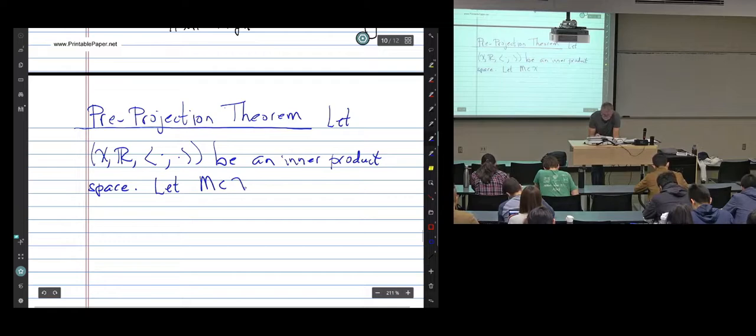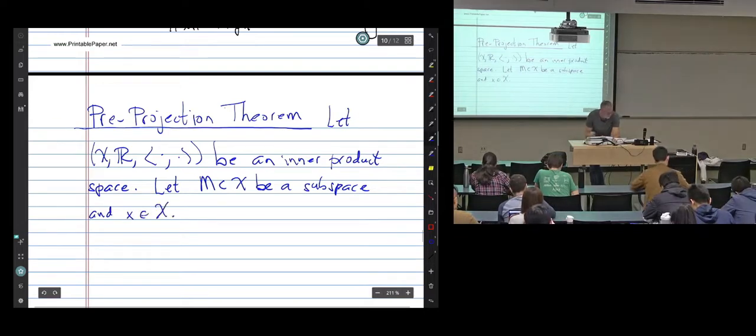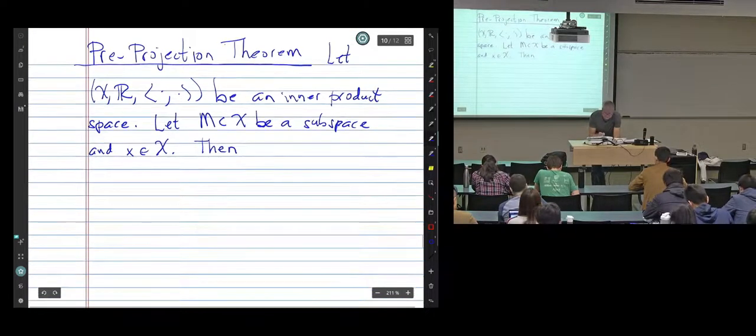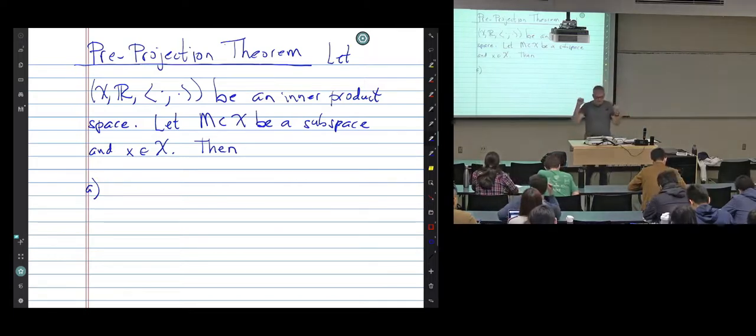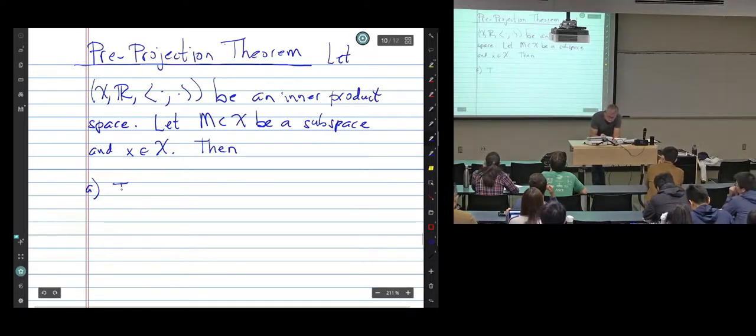Let M contained in X be a subspace and X just some point in X. Okay. So pre-projection, we're going to have to do a couple more things to get to the real projection theorem, the one we want. But this is pretty exciting. It ties our tools together.